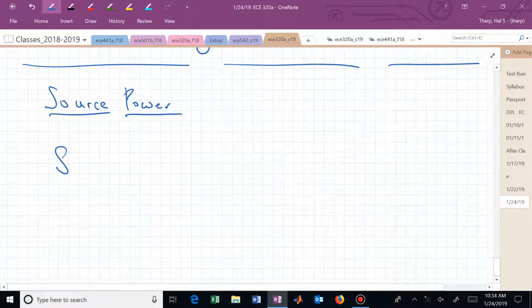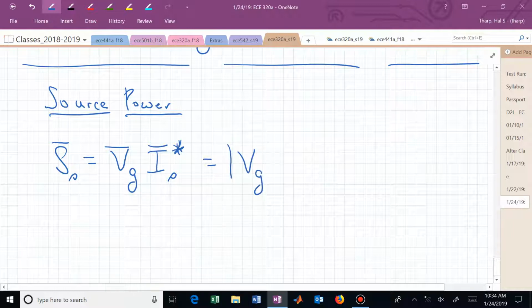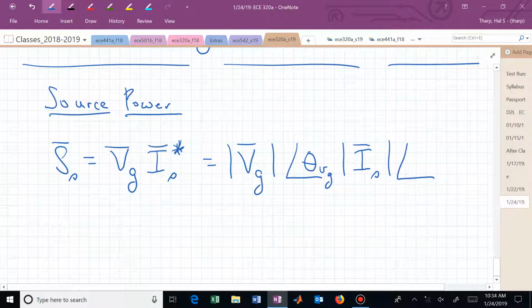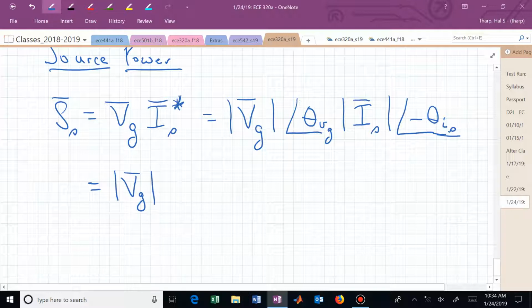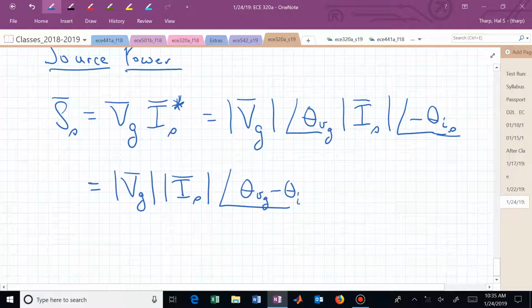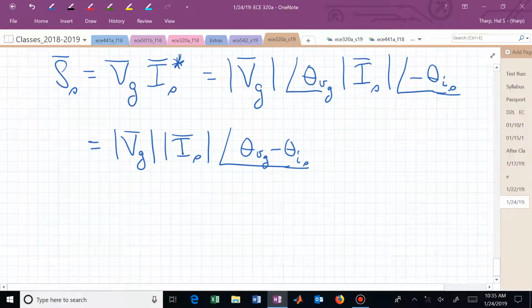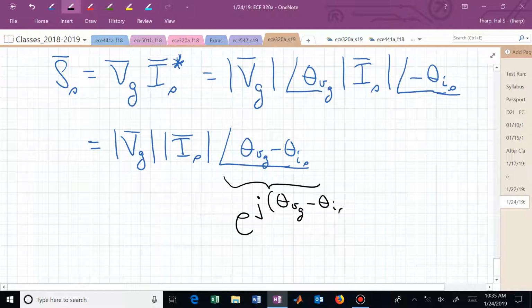We know the source complex power formula is V sub G I sub S star. But that's just the magnitude of V sub G at an angle of theta V sub G, and the magnitude of I sub S at an angle of minus theta I sub S. So this is now V sub G magnitude, I sub S magnitude, angle of theta V sub G minus theta I sub S. This phasor notation can actually be written as a complex exponential. This is really just e to the j theta V sub G minus theta I sub S.